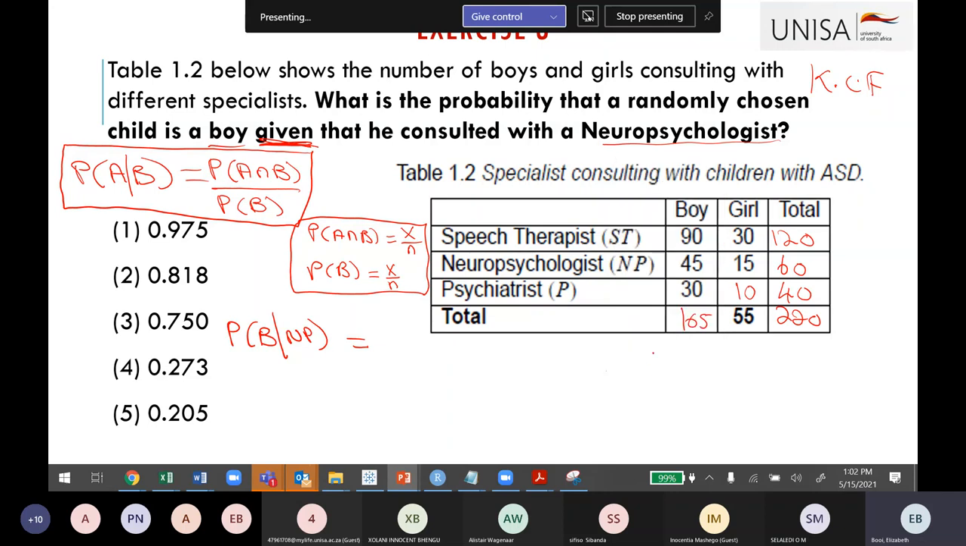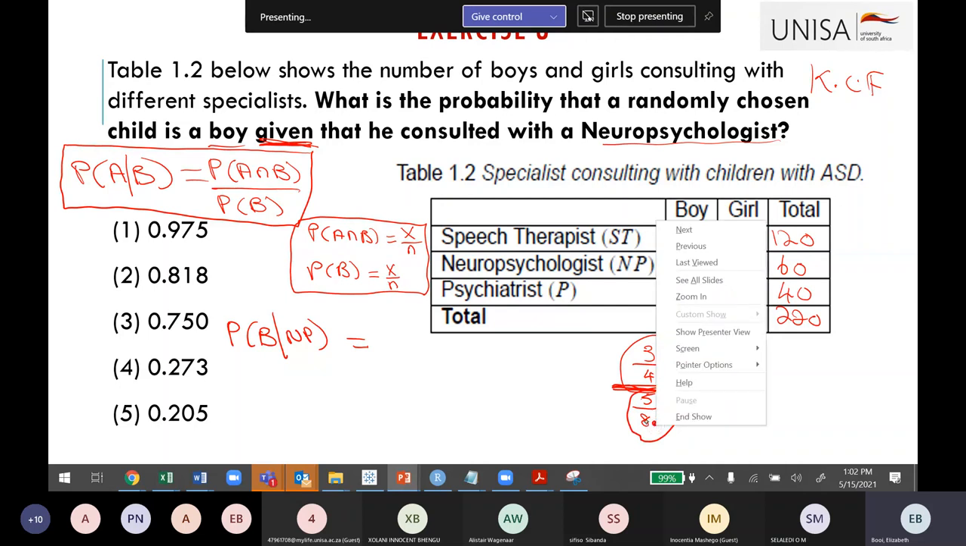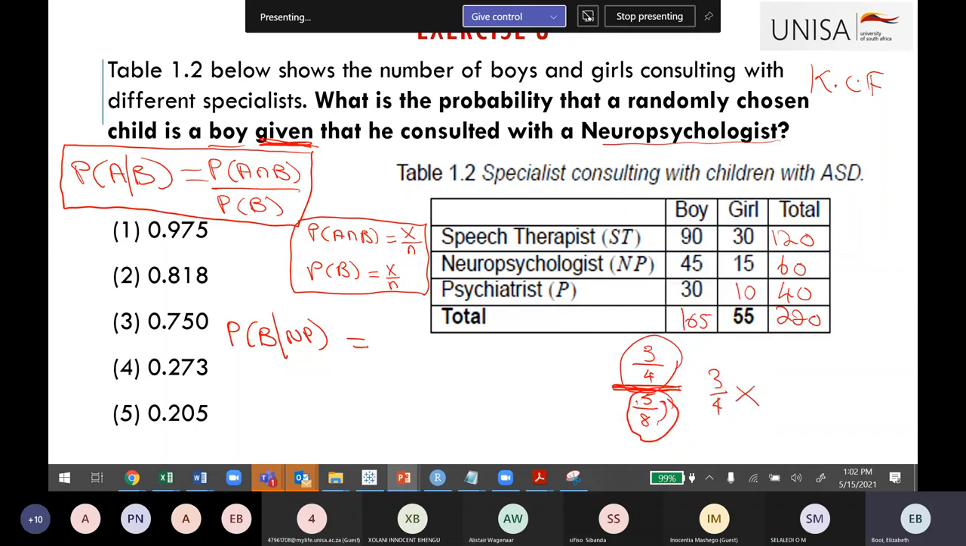So if I have 3 divided by 4, divided by 5 divided by 8, those are two fractions. KCF says I must keep the first, which is 3 divided by 4. I must change my division to a multiplication, and then I must flip. So the value that is at the bottom must come to the top, and the value at the top must come to the bottom. So then it means it's 8 divided by 5. And that is what you're going to do when you answer this question.